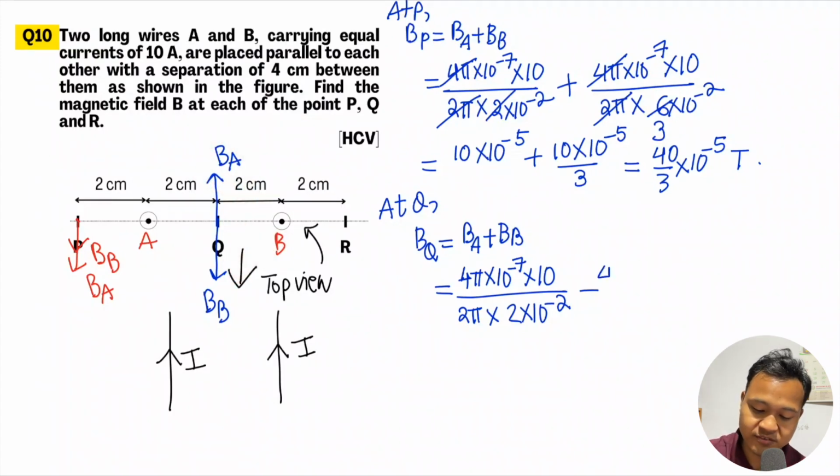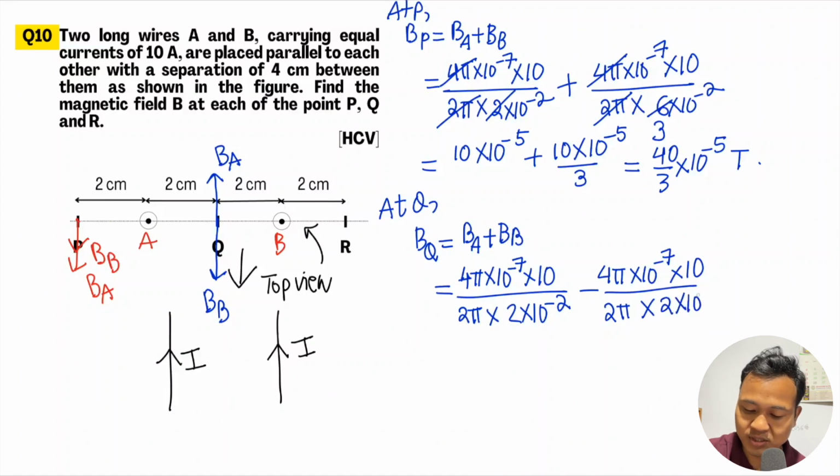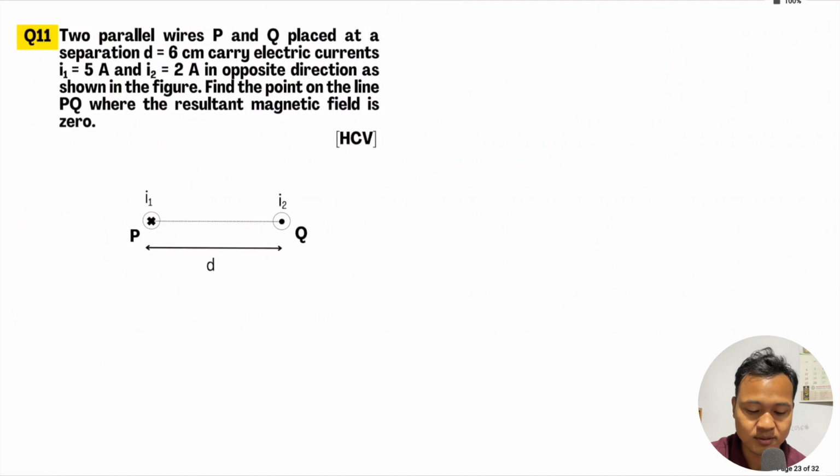So that means I will have 4 pi into 10 power minus 7 into 10 divided by 2 pi D, so 2 pi into 2 into 10 power minus 2. That means you will have 0. At Q it will be 0. That's the whole calculation. Now you try the remaining part.